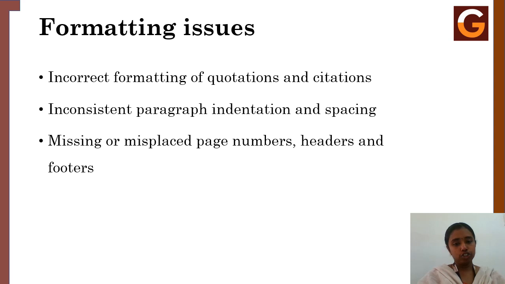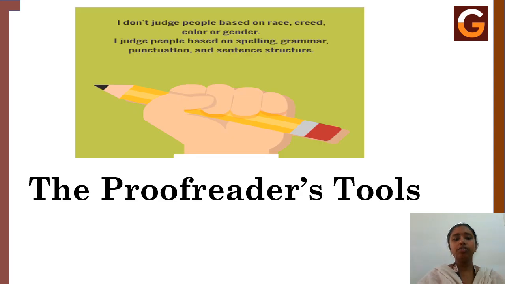And formatting issues, which talks about incorrect formatting of quotations and citations, or inconsistent paragraph indentations and spacing. So this comes to formatting. So the line space, the font size, and the page indent, all these come under the formatting issues. The page numbers, header, footer, all the overall appearance of the text comes under this formatting issue. So it is the duty of the proofreader to look into the formatting of the text.